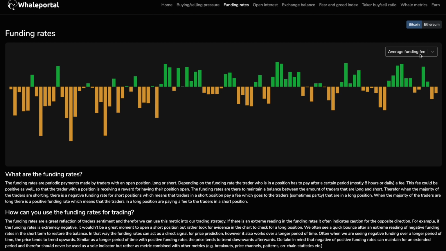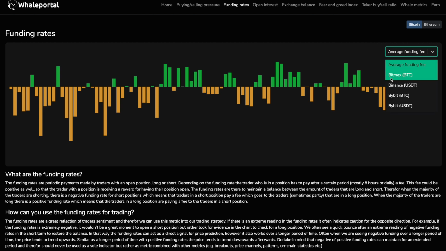This is a calculated average of all the most important funding fees. There are a lot more exchanges than just BitMEX, Binance and Bybit, of course. But in theory, these are the funding rates that historically have shown the most significance when it comes to price prediction. Other exchanges sometimes have a very weird funding rate, a disbalance between longs and shorts, and therefore we are not including those on Whaleportal. So we can also take them separately.